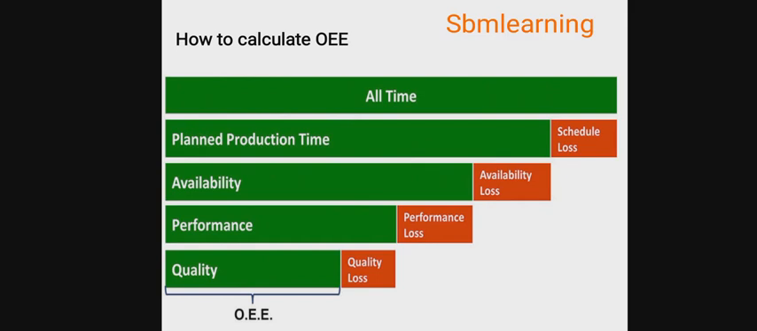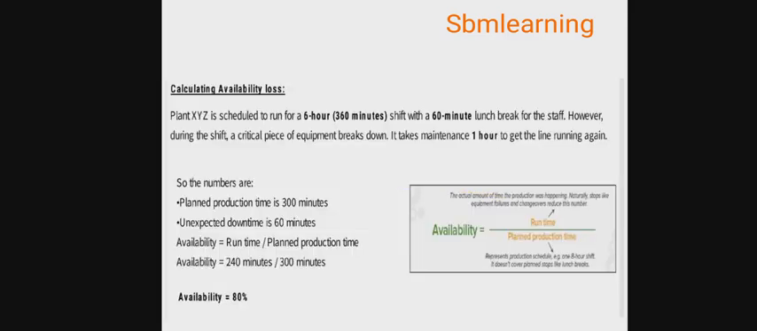Now availability rate, performance rate and then quality rate: the multiplication of all three is equal to OEE. So my OEE is equal to availability rate into performance rate into quality rate. Hope it is clear. Okay, now let's see how we are calculating.